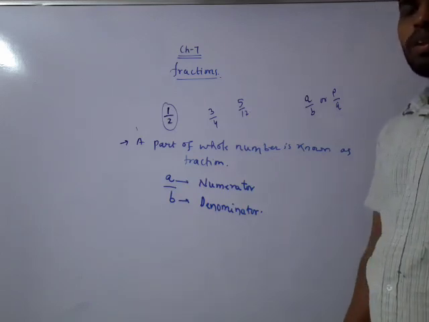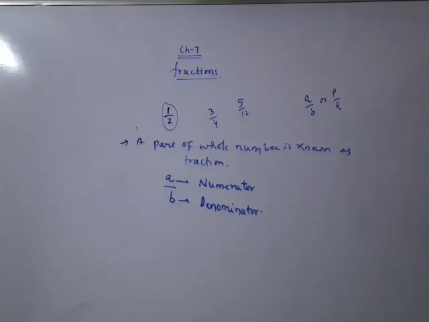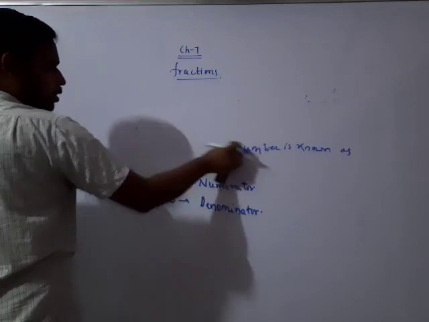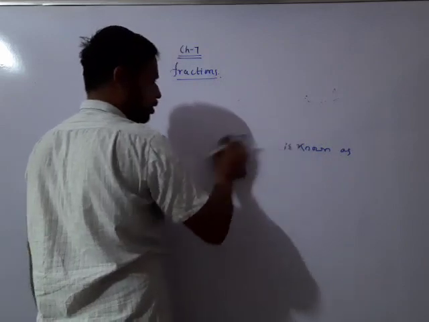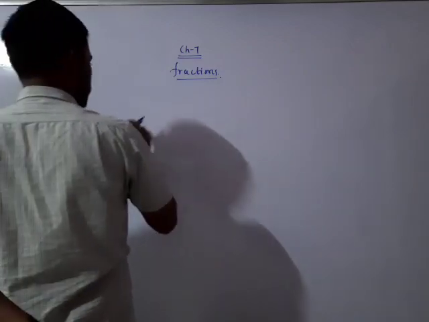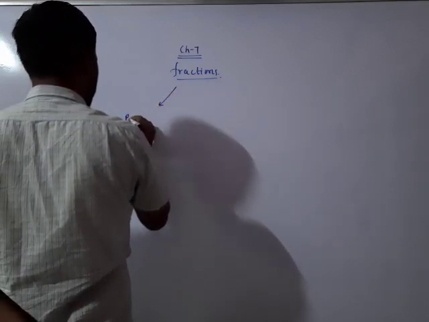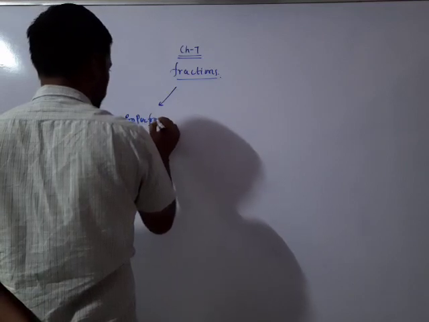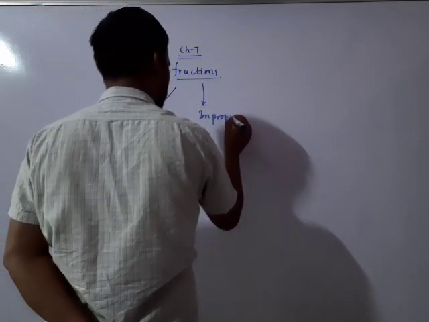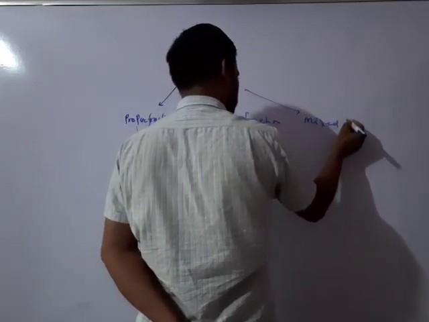Now on the basis of the value of numerator and denominator, we can classify a given fraction as proper fraction, improper fraction and mixed fraction. There are 3 types of fractions. First, proper fraction. Then improper fraction, and another one is mixed fraction.